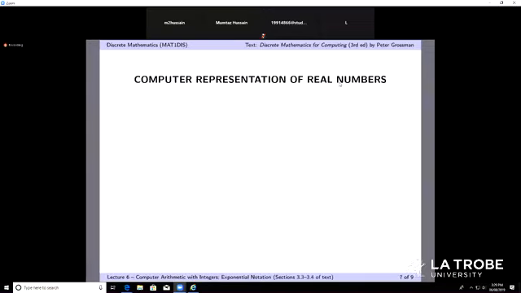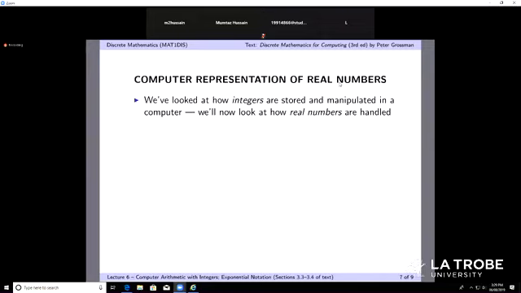Now, computer representation of a real number. Remember, so far we have only talked about integers. We have not talked about real numbers yet. This is handled quite differently. This is not exactly the same way as integers. Computer representation of a real number is based on exponential notation.